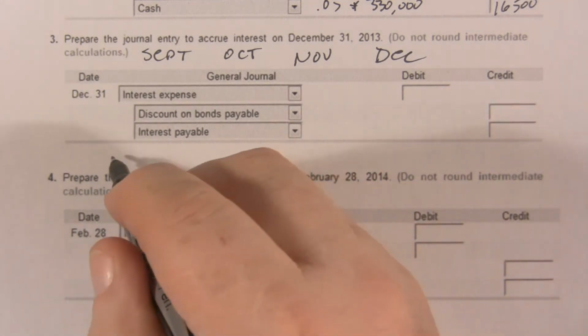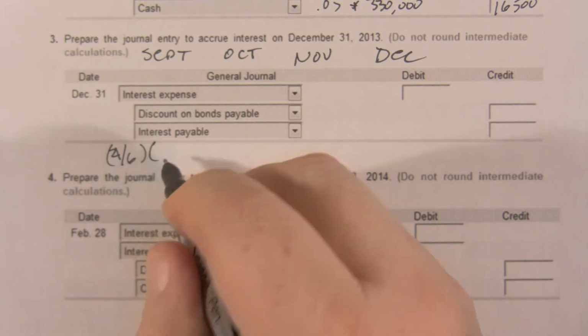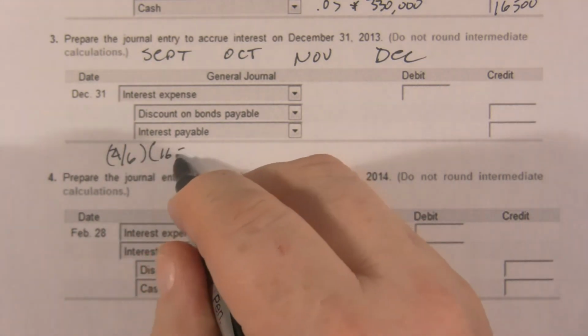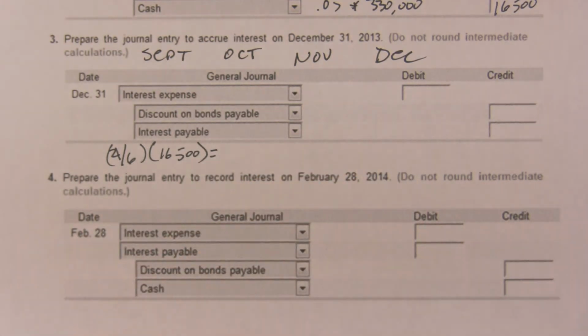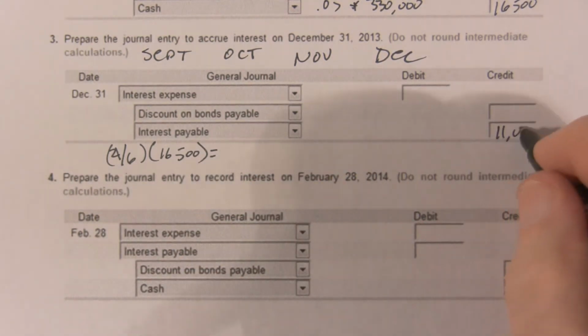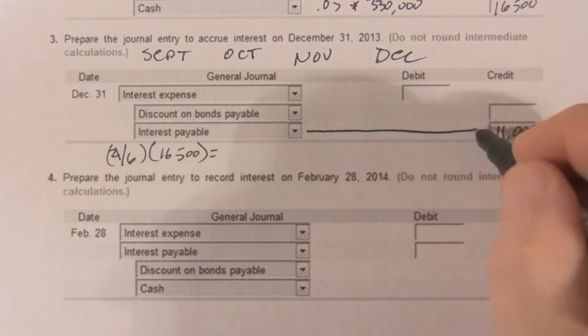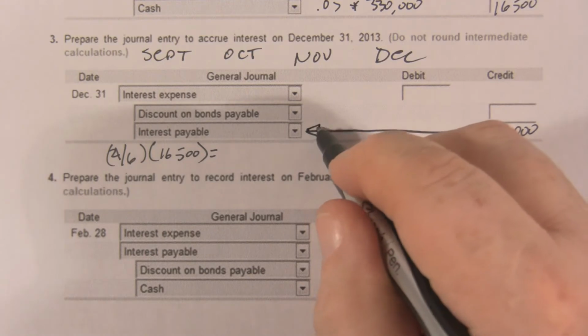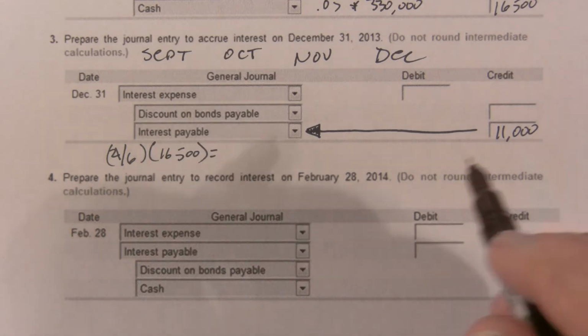So let's do that. 4/6 times 16,500. So that comes out to 11,000. Keep in mind that this is interest payable. We are not sending out any cash yet. We're just recording the fact that we recognize that we owe them that.